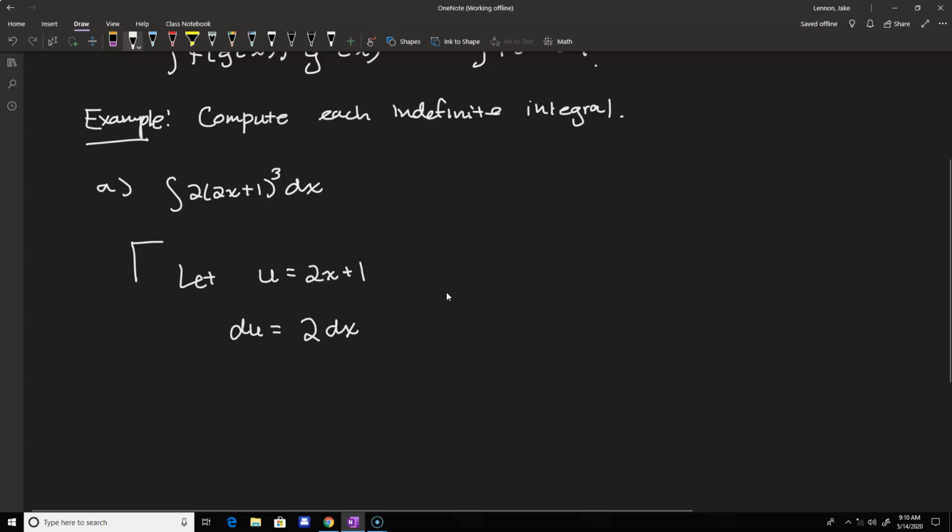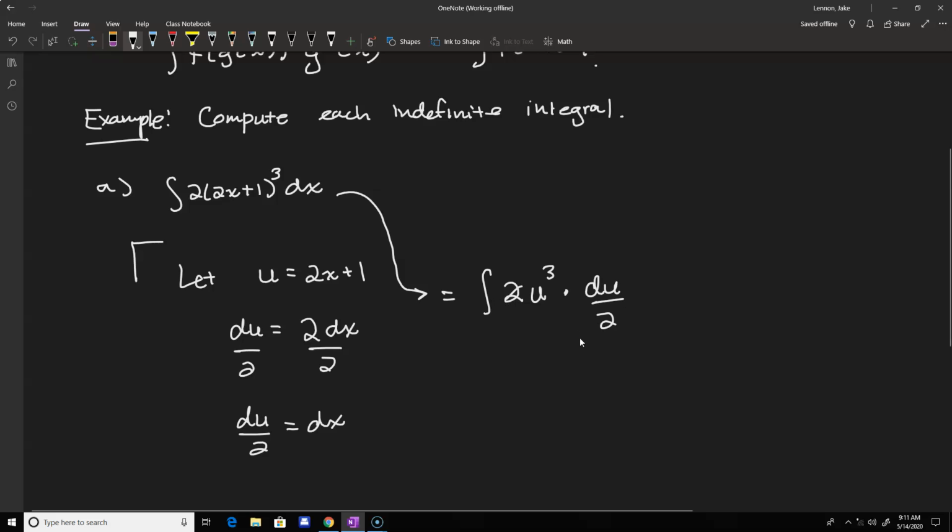So then there's two ways to do this. Some people actually prefer to solve for dx explicitly. So if you've done this before and you prefer that technique, that is fine. I think that's getting more common. But anyway, our integral becomes the integral of 2, and then we can replace 2x plus 1 with u, so 2u cubed, and then we're going to replace dx with this du over 2. So the 2's will cancel, and we're just finding the antiderivative of u cubed du, which is very easy.